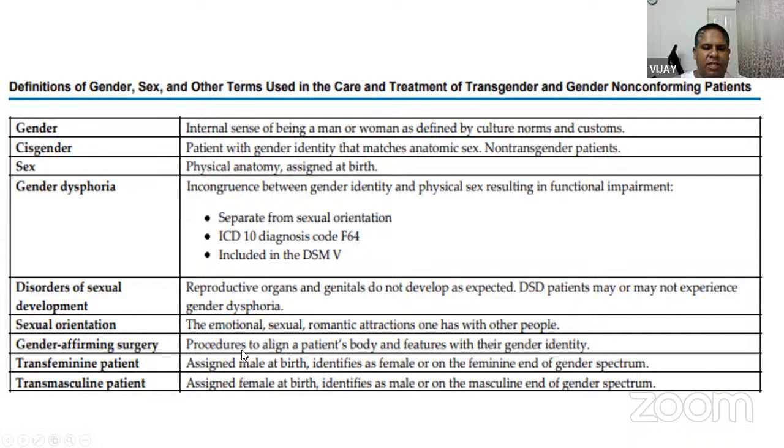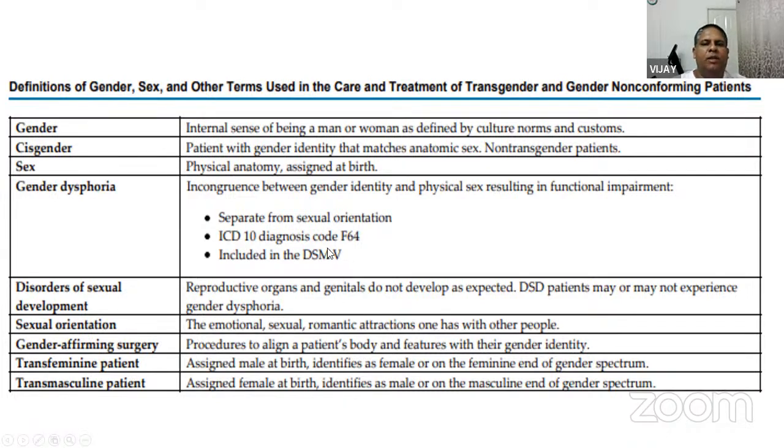Gender affirmation surgery is the procedure done to align a patient's body and features with the gender identity. Previously, it was called sex reassignment surgery or SRS. Now it is called gender affirming surgery. Trans feminine patient means the patient was a male or assigned as a male but identifies mentally as a female. Trans masculine patients means the patient is birth assigned as a female, but identifies herself as a male.